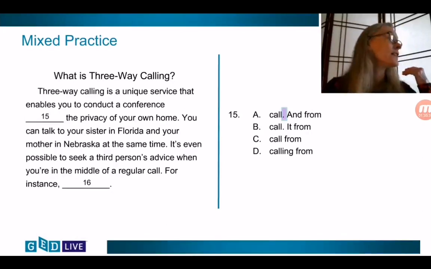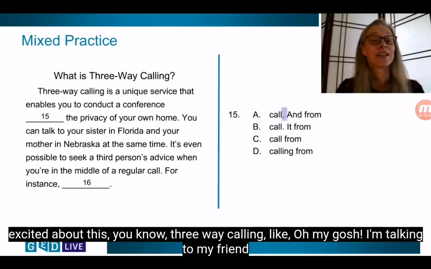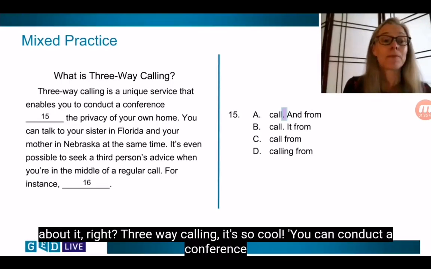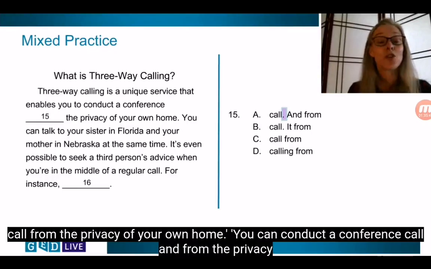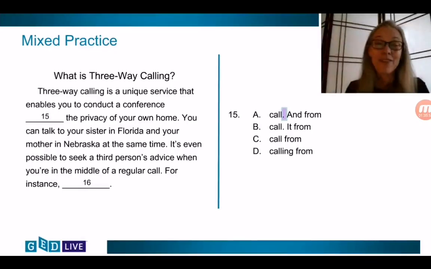And now, while in speech, that may be something that you would say, if I was excited about this three-way calling, like, oh my gosh, I'm talking to my friend about it, right? Three-way calling, it's so cool. You can conduct a conference call from the privacy of your own home. You can conduct a conference call and from the privacy of your own home.